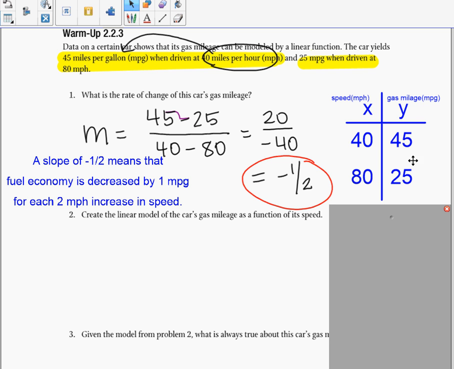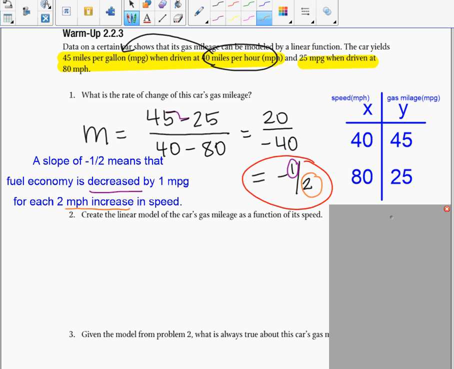So if you notice from your points, you could probably guess that when you're going 40 miles per hour, you're getting really good gas mileage, and as you're going 80 miles per hour, you're getting a lot less gas mileage. And if you notice, you have a negative in your rate of change, so that means that's the decreasing part. So we're decreasing by 1 mile per gallon, that's this part, for each 2 mile increase in speed.